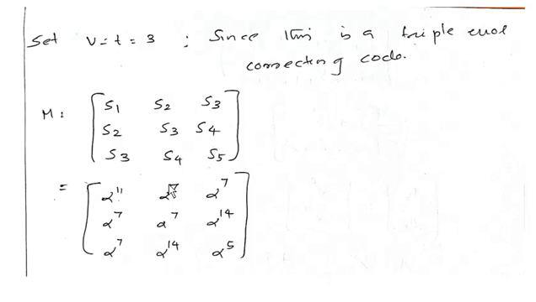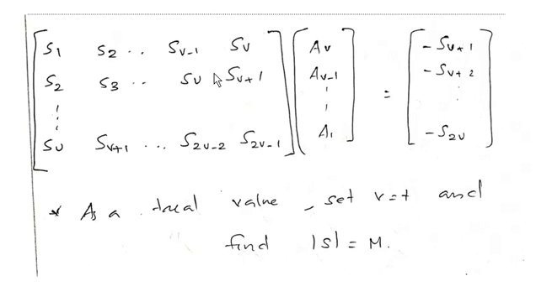Then we need to find our matrix M. So matrix M is S1, S2, S3. Our general formula is S1, S2 up to SV, then this column is S1, S2 up to SV, and then the last row is S2V minus 1. So we can replace V as 3. So you will get S1, S2, S3, then S2, S3, S4, then S3, S4, S5. So that's our matrix.